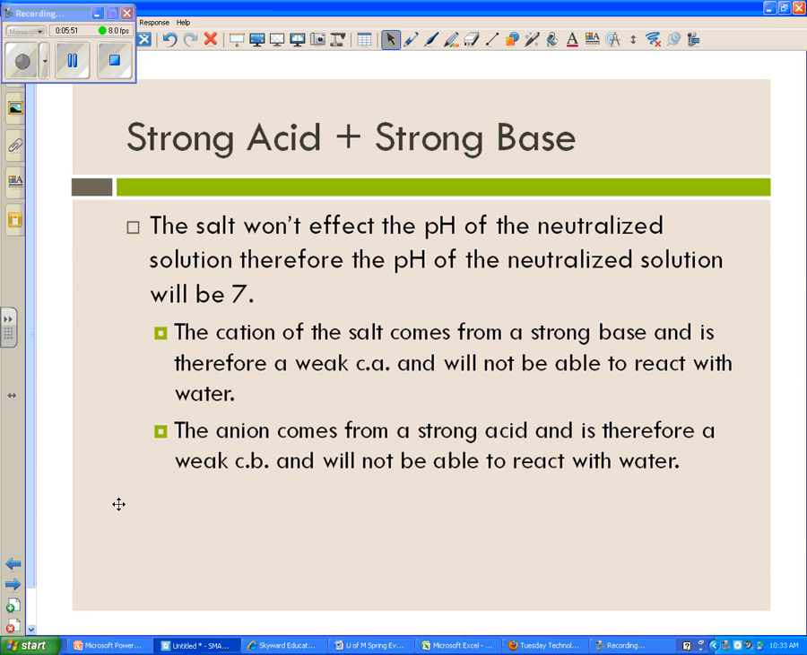The cation of the salt comes from a strong base and is therefore a weak conjugate acid. Because it's a weak conjugate acid, it doesn't have a significant ability to react with water. The anion comes from a strong acid and is therefore a weak conjugate base, and therefore does not have a significant ability to react with water. Because the salt does not react with water, the salt will not play a role in changing the pH of that neutral solution, so the pH will be 7.